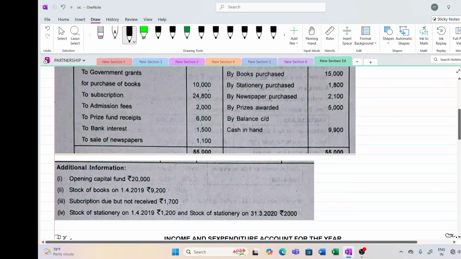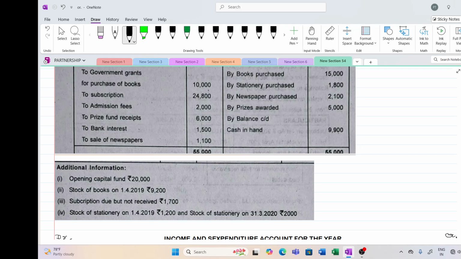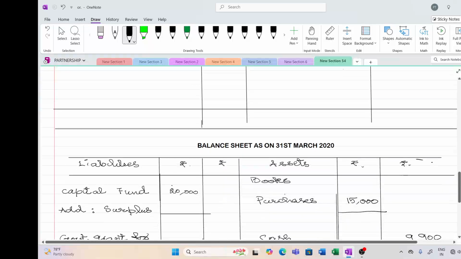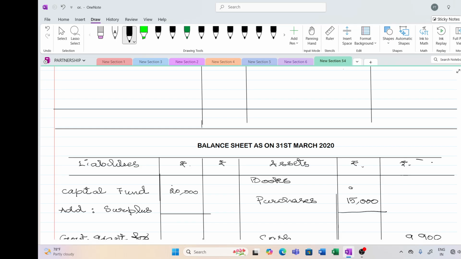Now next item is books. Books they have already have on 1/4/2019. It means they will have the books now also. So we should take it to our balance sheet. So I am going to write the books. The opening books we are having 9,200. So the total books available now 24,200. This is our asset.